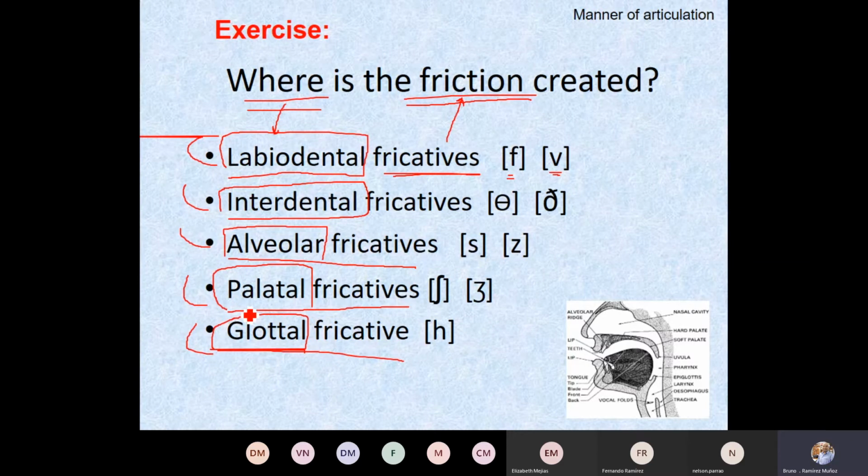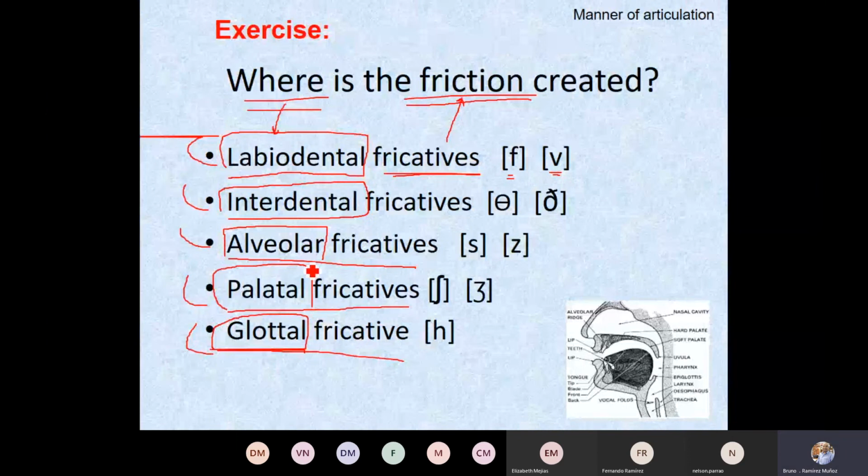Now, if the question was not where, but how is the friction created? You will also have to refer to, in this case, the upper teeth being pressed against the bottom lip, creating a friction by leaving a small gap for the airflow to leave the oral cavity.